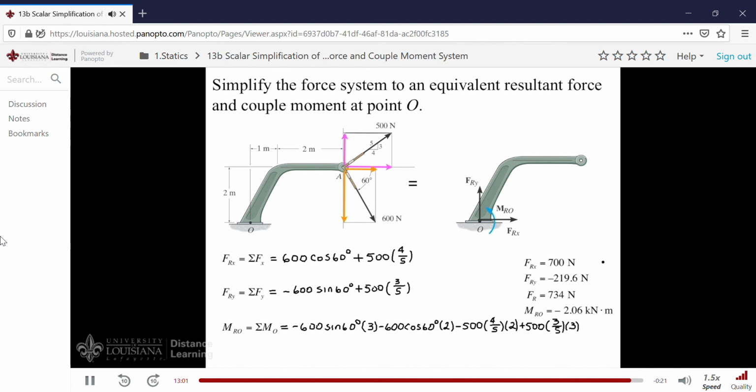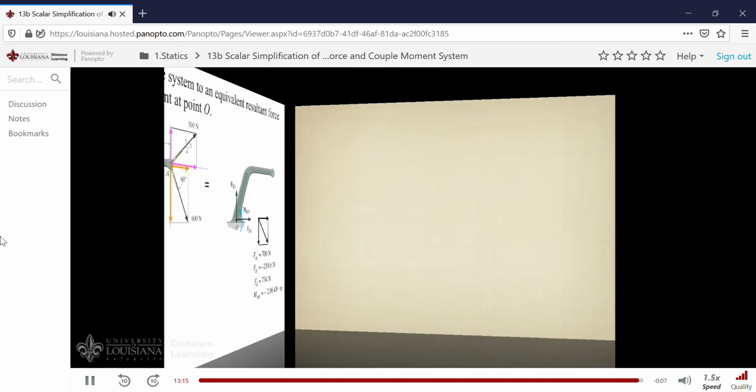And finally, if you want to find the resulting force, you have to add these two components, just like this, and get your resultant, 734 newtons. And so having completed our problem, we'll end our lesson.